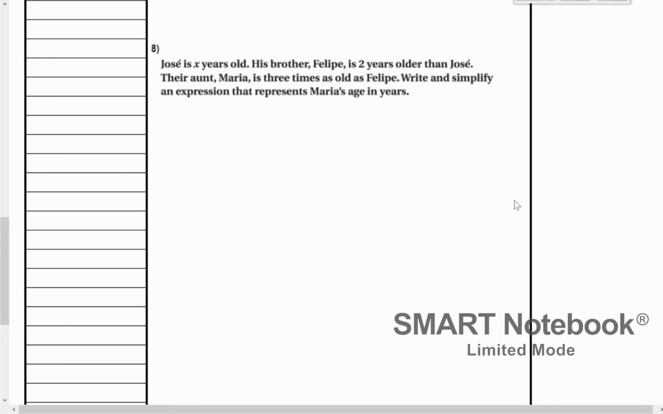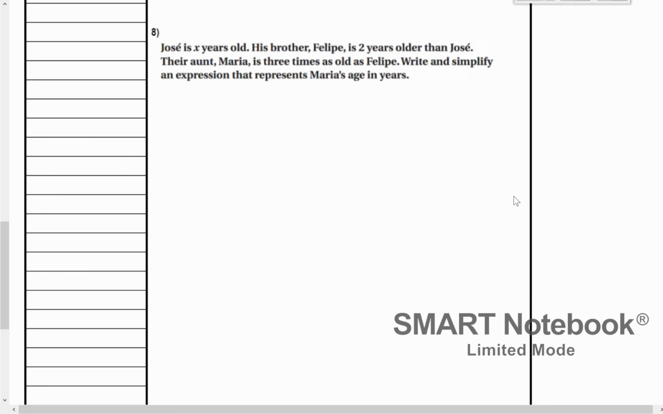Here we have a word problem type of situation. So we have Jose is X years old. His brother Felipe is 2 years older than Jose. Their aunt Maria is 3 times as old as Felipe. Write and simplify an expression that represents Maria's age in years.